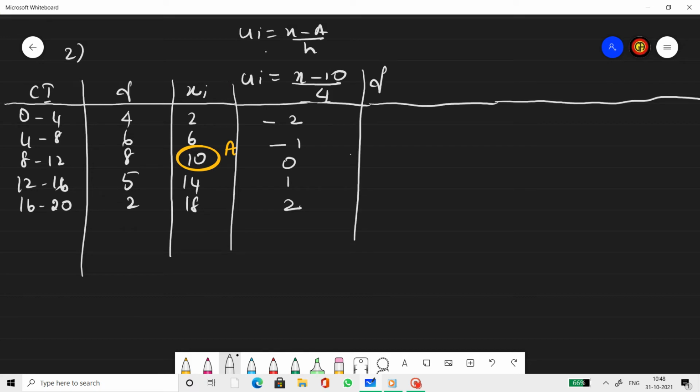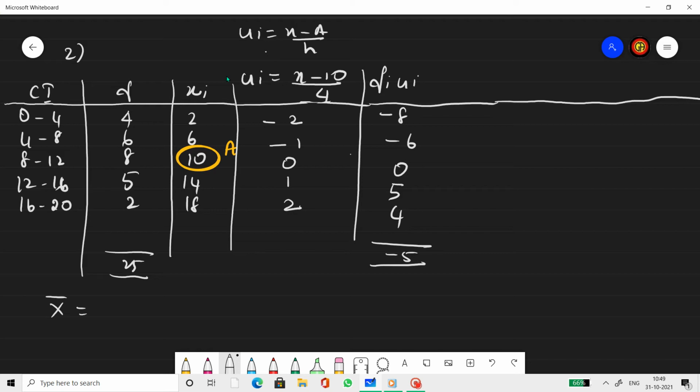Now fi into ui. So that means f is multiplied with u. Each value of u is multiplied with f. So 4 into minus 2, 6 into minus 1, 8 into 0, and so on. 4 into minus 2 is minus 8, minus 6, 0, 5, and 4. We need to get the total of this and the total of this in order to find the mean. So the total of this is minus 5. The total of this is 25.